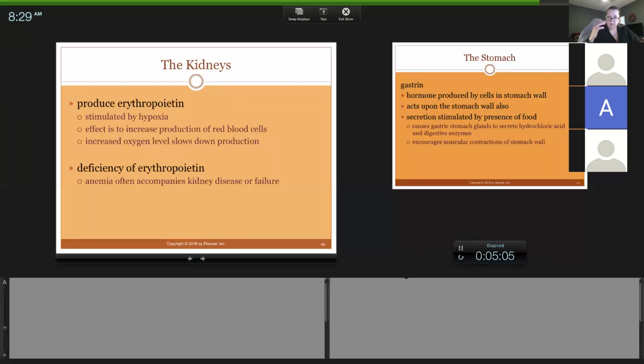Erythropoietin is going to target the bone marrow. And basically, new red blood cells are going to be released from the bone marrow. And then new red blood cells enter circulation, more oxygen is carried, oxygen levels go up. So increasing oxygen levels decrease production of erythropoietin.